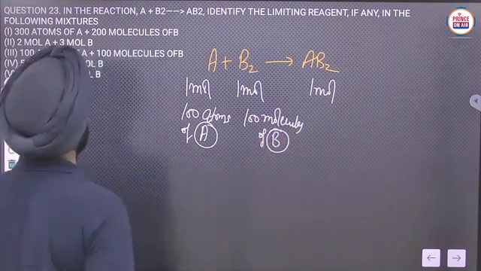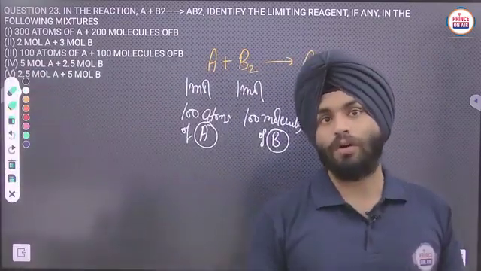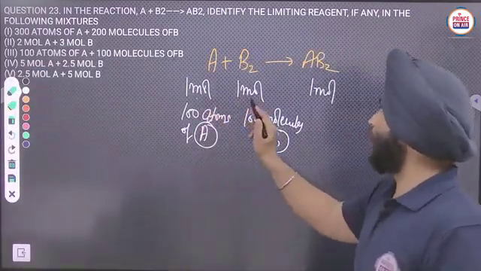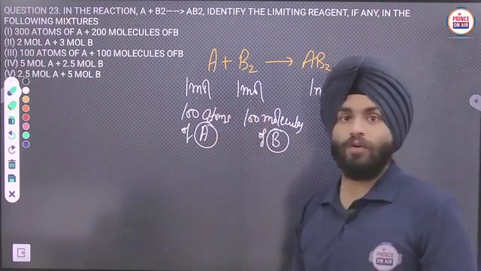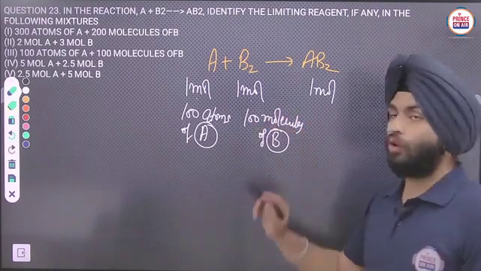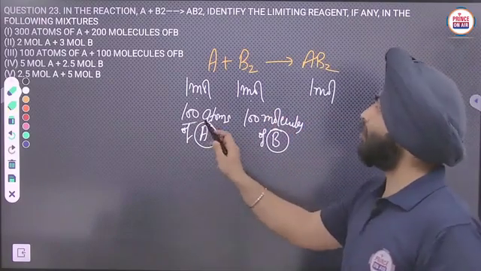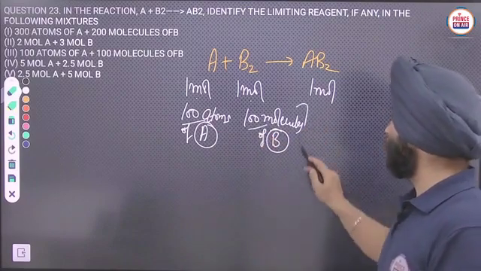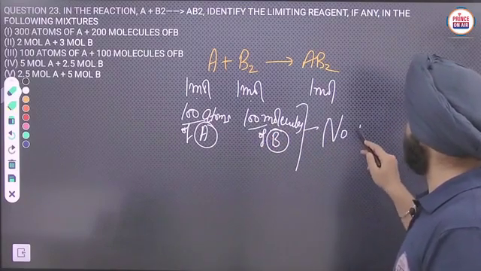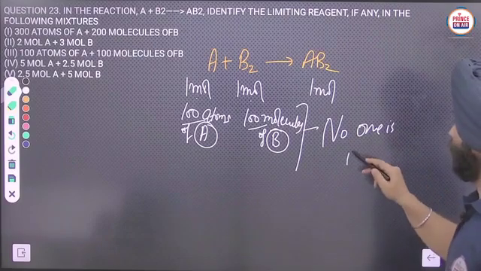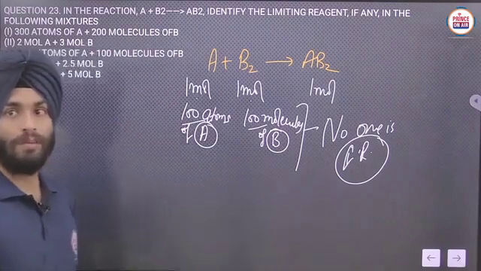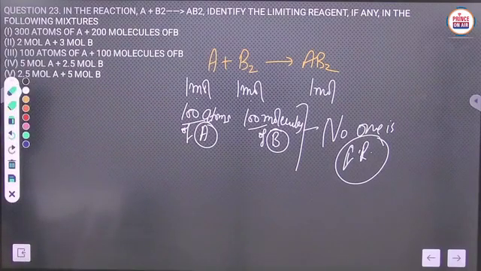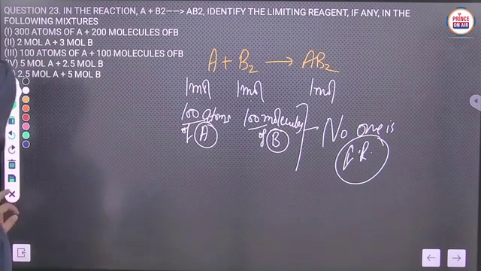and it reacts with 100 molecules of B2. Okay, so as we know, for 1 mole of A we require 1 mole of B2 molecules, means for one atom of A we require 1 molecule of B2. For 100 atoms of A, we require 100 molecules of B2. So in this case, no one is limiting reagent. Both are in limited amount, you can say. Okay, clear?